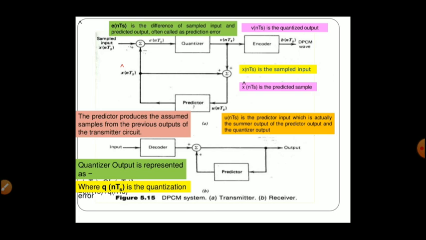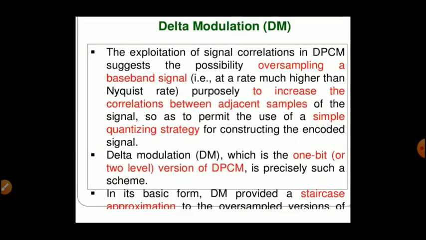The figure shows the DPCM transmitter and receiver. Figure A shows the transmitter: the sampled input x(nTs), then the summer, e(nTs), the quantizer, then the output is given to the predictor. Then e(nTs) is the difference of the sampled input and the predicted output, often called the prediction error. Similarly, the DPCM receiver is shown.